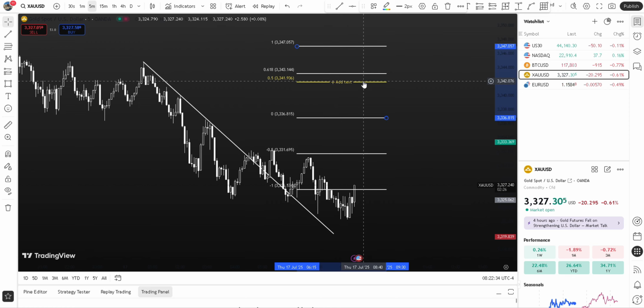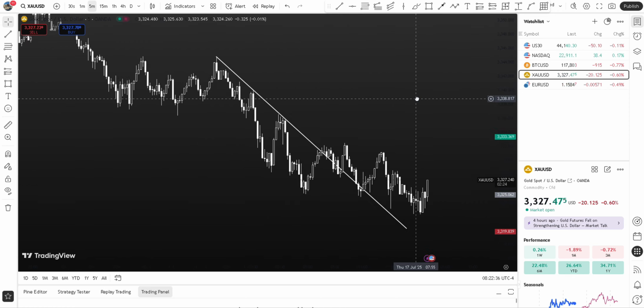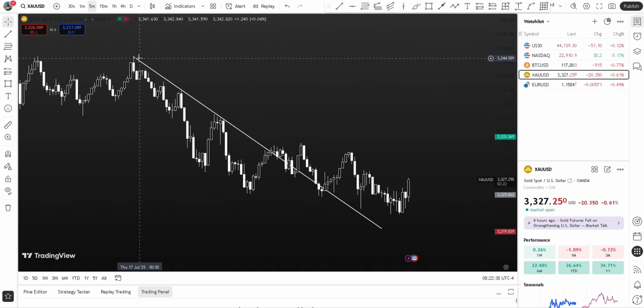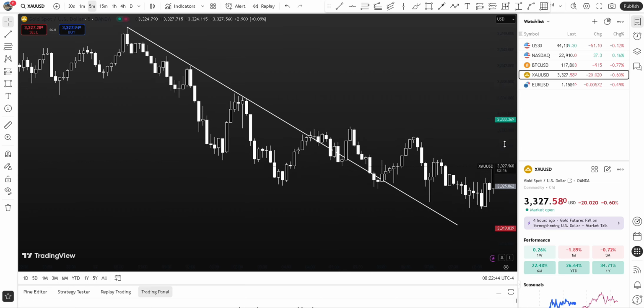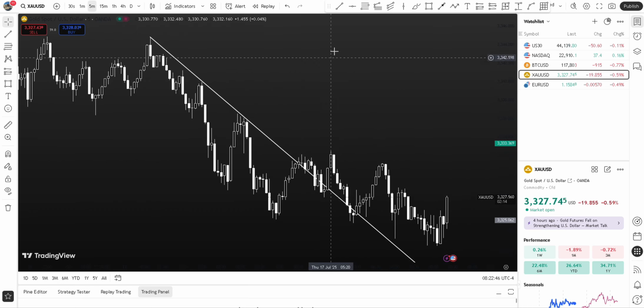Okay, cool. Now that that's done, let me explain quickly how this works. First of all, we identified our downtrend. So what's the first thing we want to look at? We want to find a break of structure. If you don't know what a break of structure is, it's when price creates new lower lows.